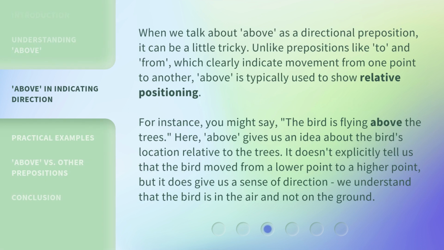When we talk about "above" as a directional preposition, it can be a little tricky. Unlike prepositions like "to" and "from," which clearly indicate movement from one point to another, "above" is typically used to show relative positioning. For instance, you might say, "The bird is flying above the trees." Here, "above" gives us an idea about the bird's location relative to the trees. It doesn't explicitly tell us that the bird moved from a lower point to a higher point, but it does give us a sense of direction. We understand that the bird is in the air and not on the ground.